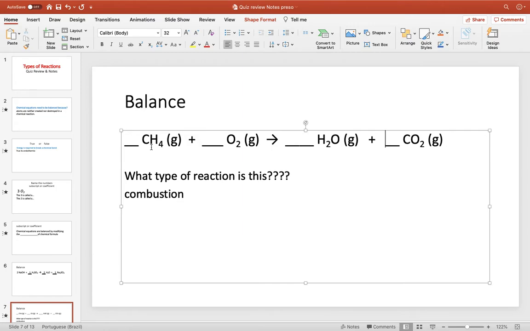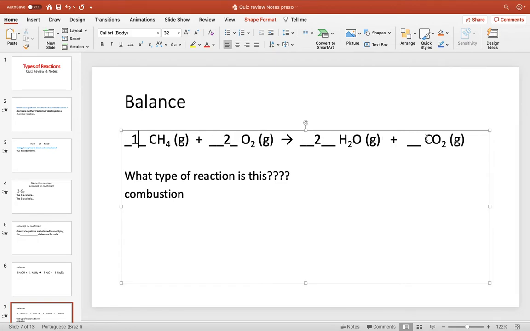Let's balance this chemical equation here. We have 1 carbon, 4 hydrogens, 2 hydrogens. Let's put a 2 there. That gives us 4 hydrogens on the right side. Carbons are balanced. Hydrogens are balanced. Let's look at oxygen. We have 2 plus 2 is 4. We only have 2 here. We have 4. So it is 1, 2, 2, 1.